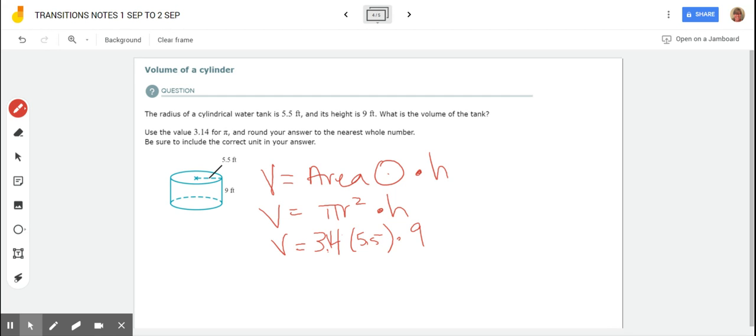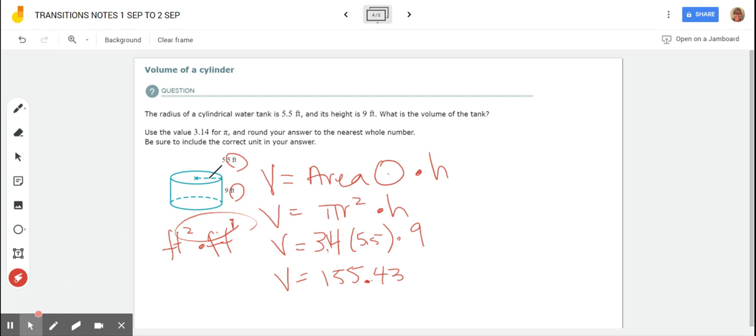155.43. Okay, volume is equal to 155.43. All right, it is feet. Well, what are we multiplying? We're multiplying area, which is feet squared, times another dimension. When we multiply two bases, we add the exponents. Volume is always going to be cubed. Always. Volume is always cubed.